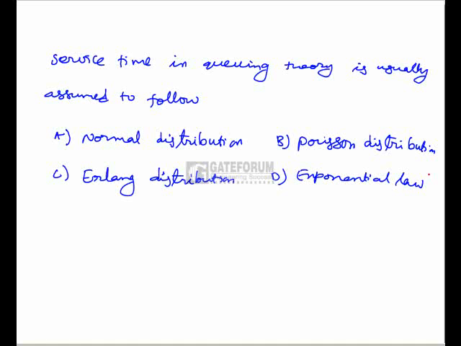Service time in queuing theory is usually assumed to follow. Here the options are normal distribution, Poisson distribution, Erlang distribution, and exponential law. And the right answer is Poisson distribution. And here the right option is B.